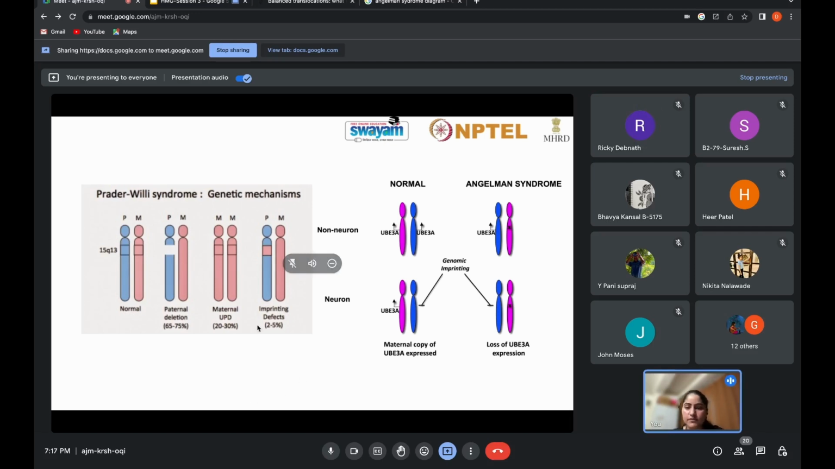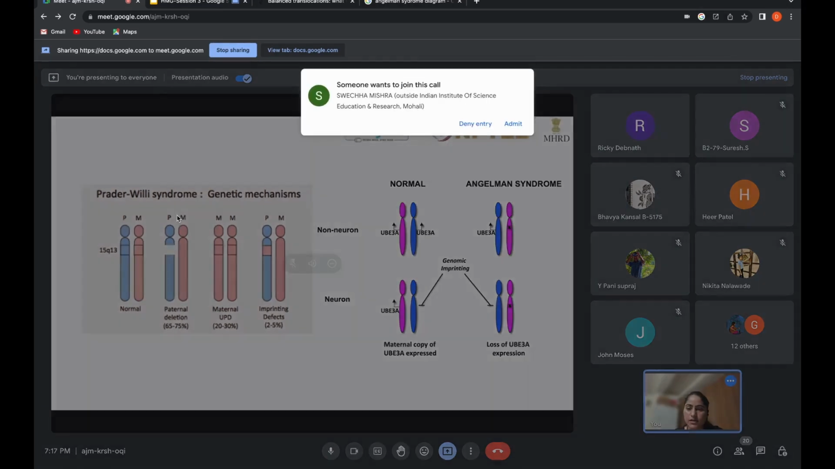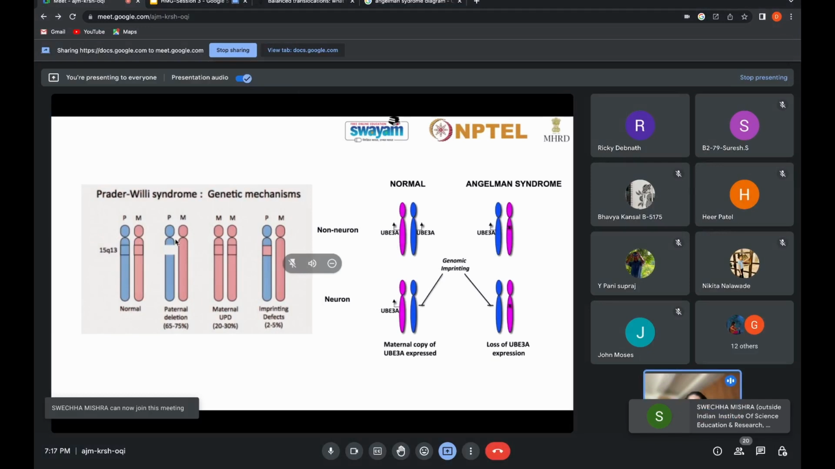In this figure, I've shown which particular part of which chromosome is deleted in this case. In Prader-Willi as well as in Angelman, they have shown that in the paternal copy, this particular part is deleted. That is the 15q13 region, and the paternal chromosome is deleted, whereas in the maternal it is retained. Due to this there are imprinting defects, and there is disomy of the maternal chromosome, and this part being deleted leads to the syndrome.